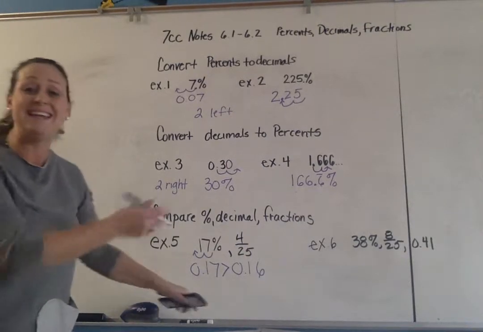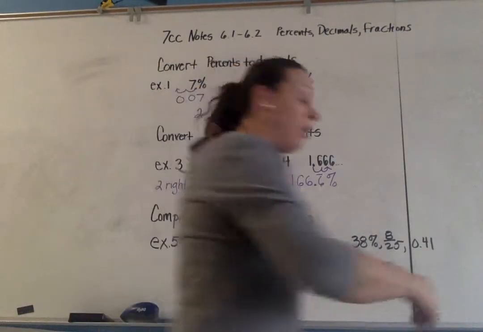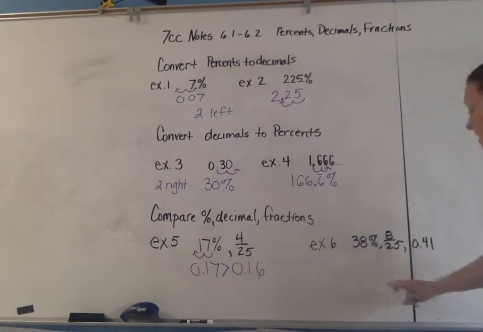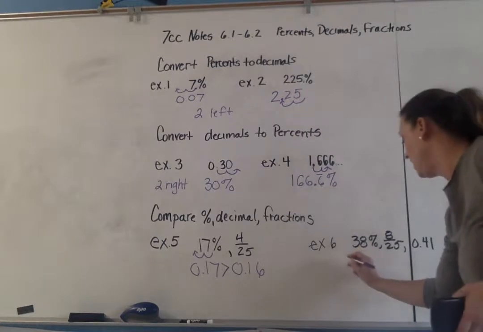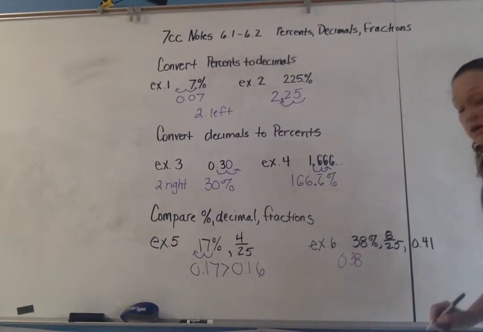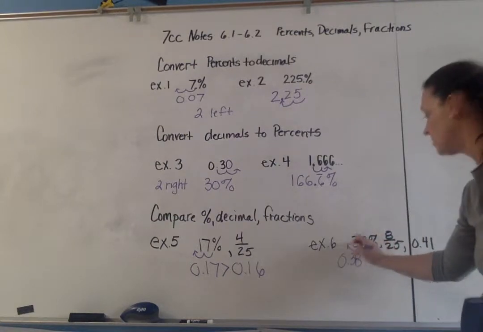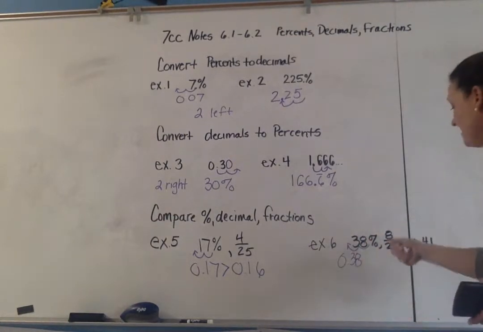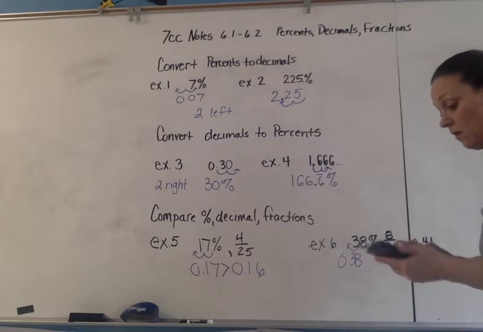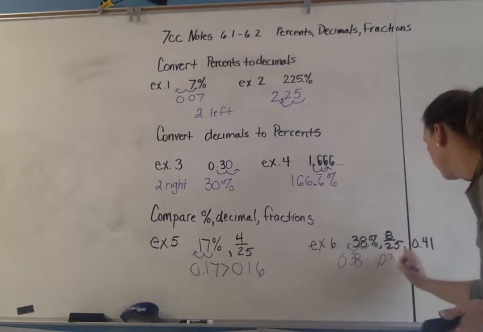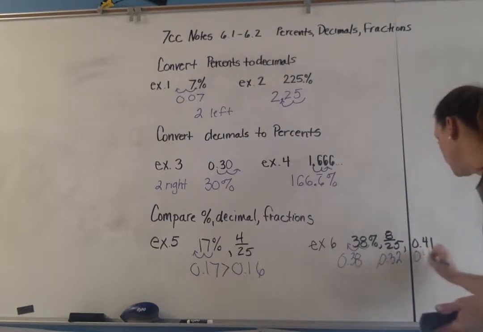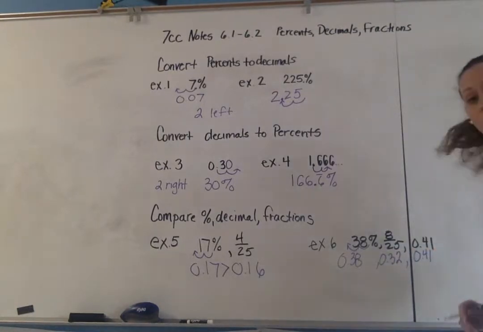In example 6, I'm going to convert all of them to a decimal again. This is 38%. That's 38 out of 100, which is 38 hundredths. And it looks like this, 38 hundredths, 2 decimal places to the left. This is 8/25. Well, 8 divided by 25 is 0.32. And this is already written as a decimal as 0.41.